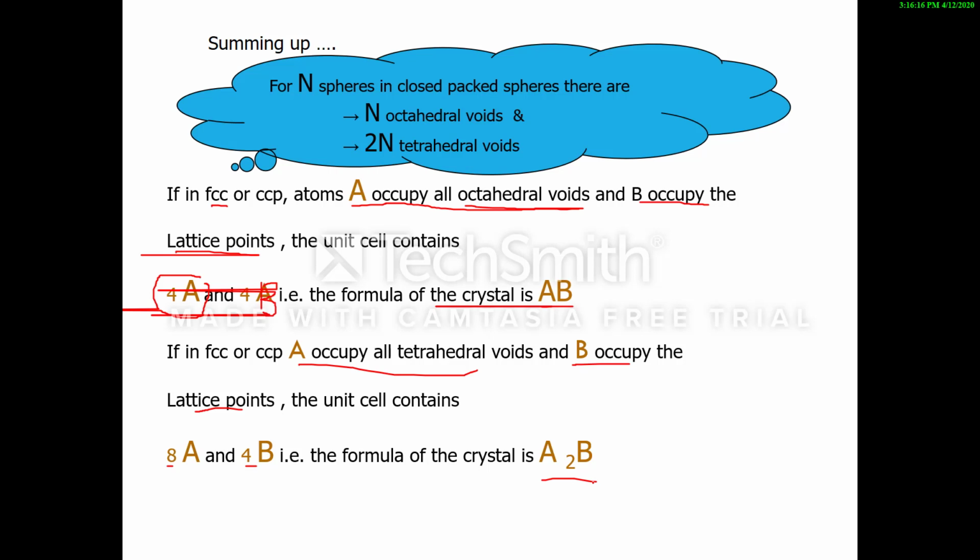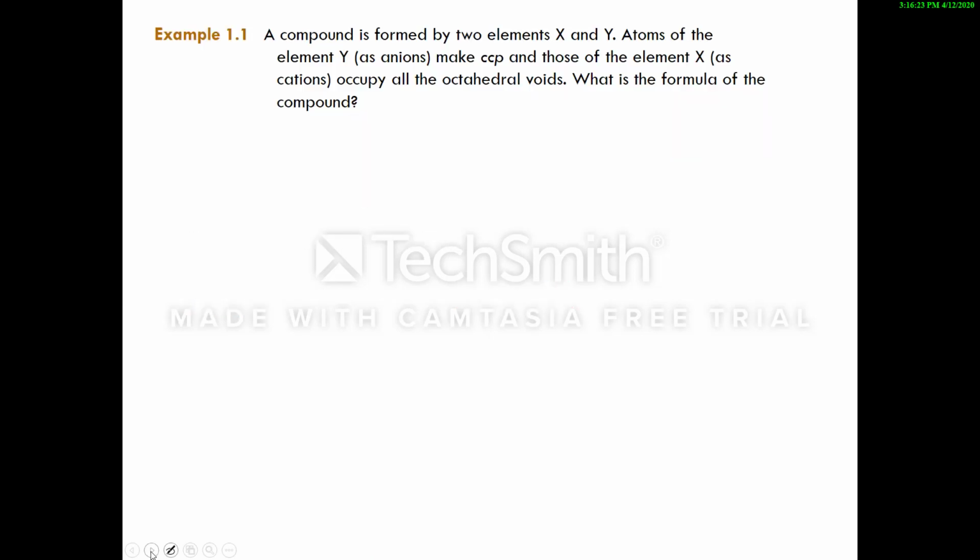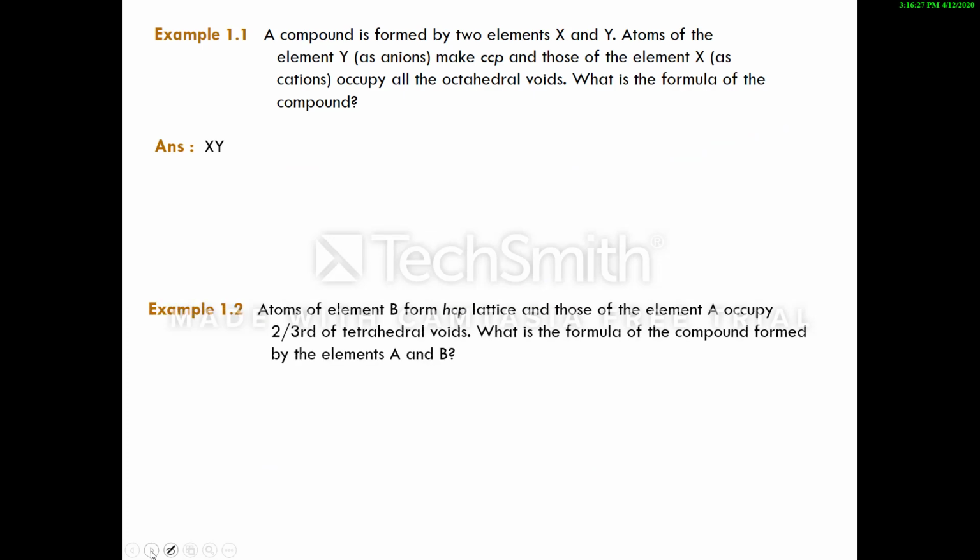Next time we'll discuss what the packing efficiency is. Actually, there are some numerical problems also, and I am also giving the answers. Just find out how these answers came. A compound is formed by the two elements X and Y.